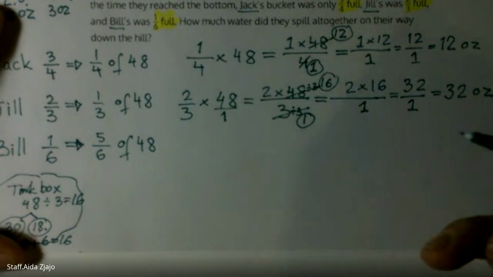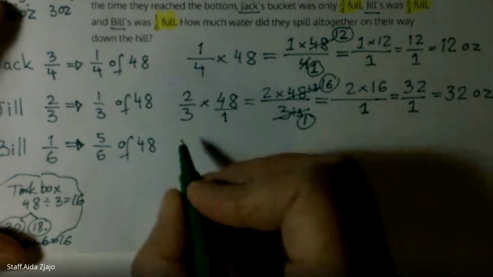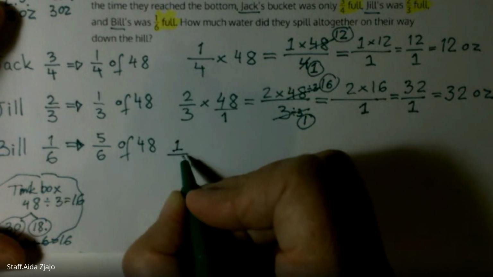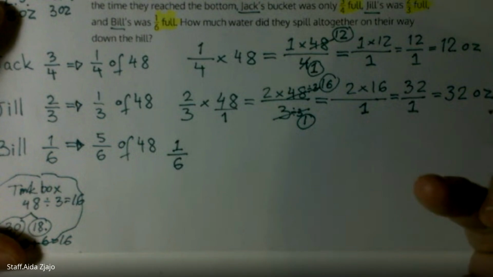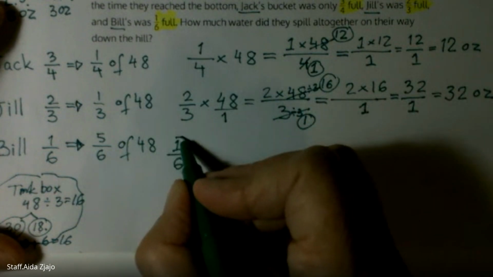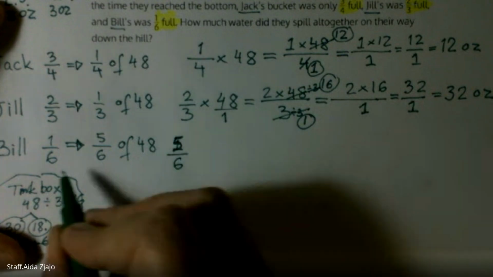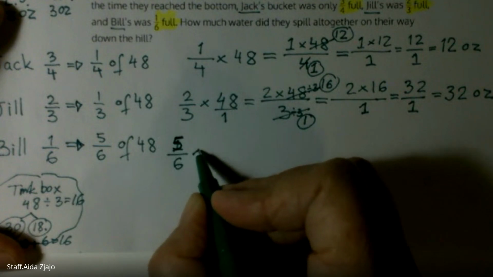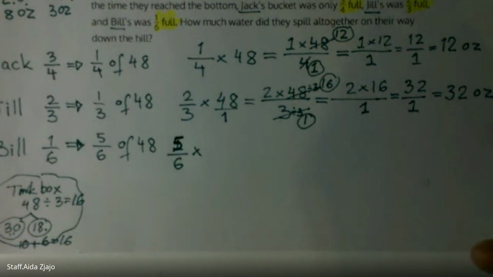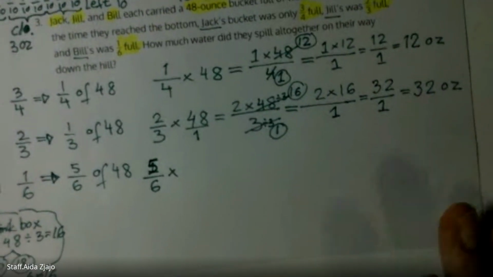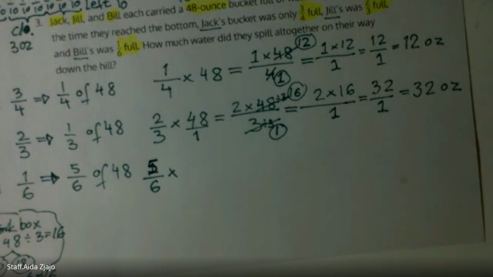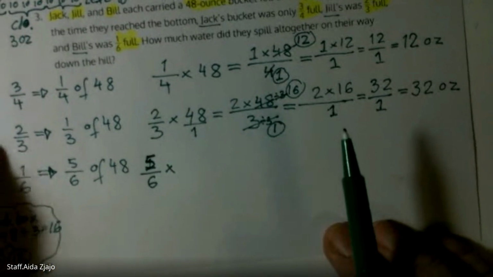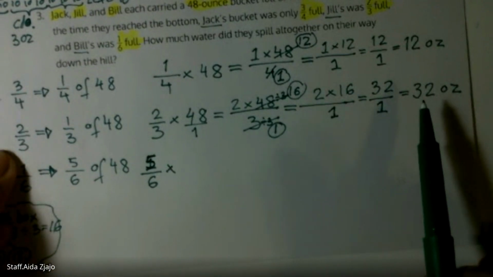Okay, let's see how much Bill lost. So we need to know what is 5/6. Sorry, 5/6. 1/6 he still has. 5/6 of... Oh, this is what I messed up. Guys, instead of 1/3, I found 2/3. So this is how much she brought.